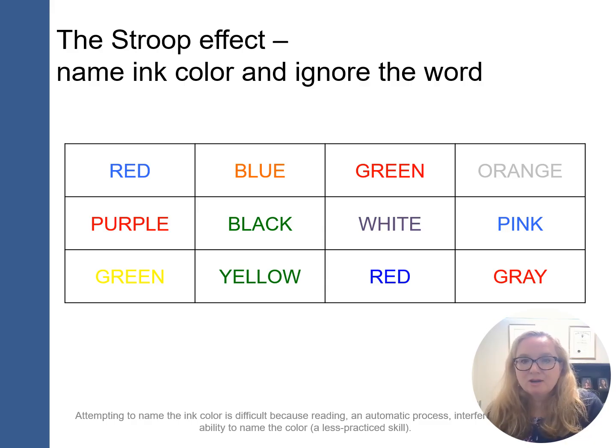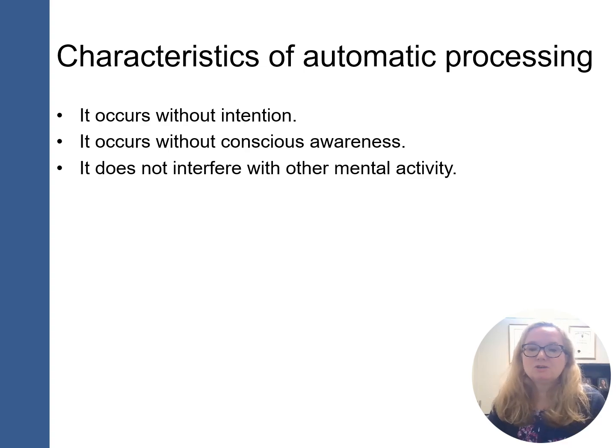reading is an automatic, well-rehearsed process, and it interferes with your ability to do the less practiced skill, which is naming the color. And so when you have a Stroop task, basically what you're doing is you're opposing the less common, less practiced skill with something that is more common, word reading, and it interferes with your ability to do the task. So what are the characteristics of automatic processing?